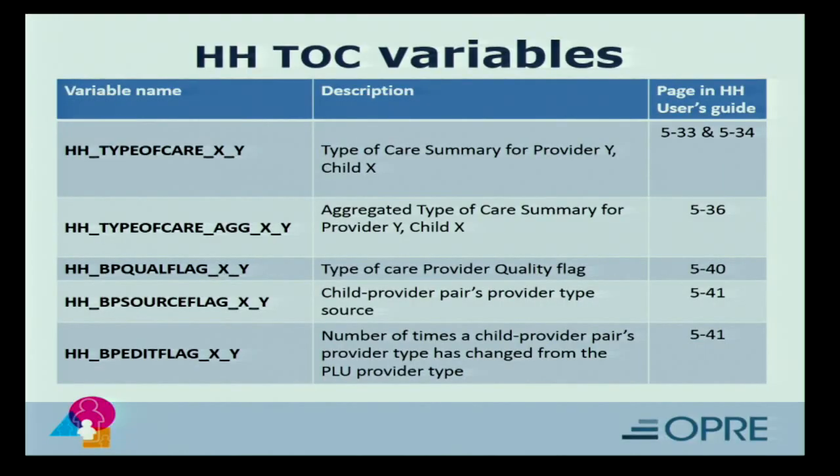Then finally, we have this edit flag that will also tell users how many times that provider type for that provider pair had changed. So if we edit it once, you will see that the variable has a value of 1, but if it was more than that, the value will be higher.